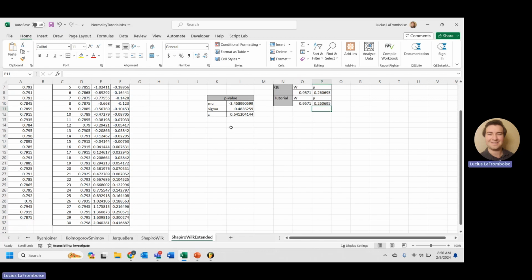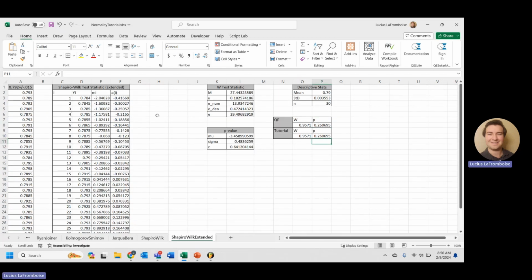Reminder, this works all the way up to 5,000 samples unless you're using this workbook. This workbook can only handle exactly 30. QE Suite is going to be a great solution.